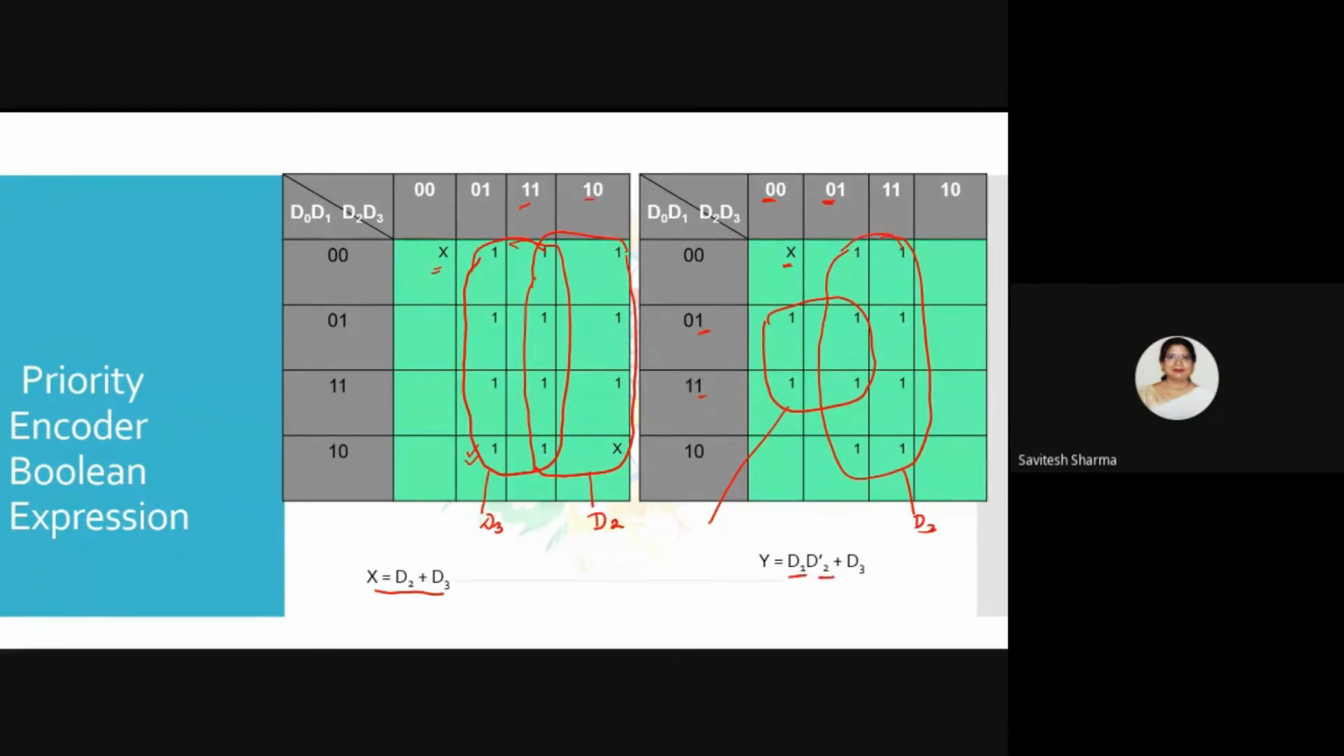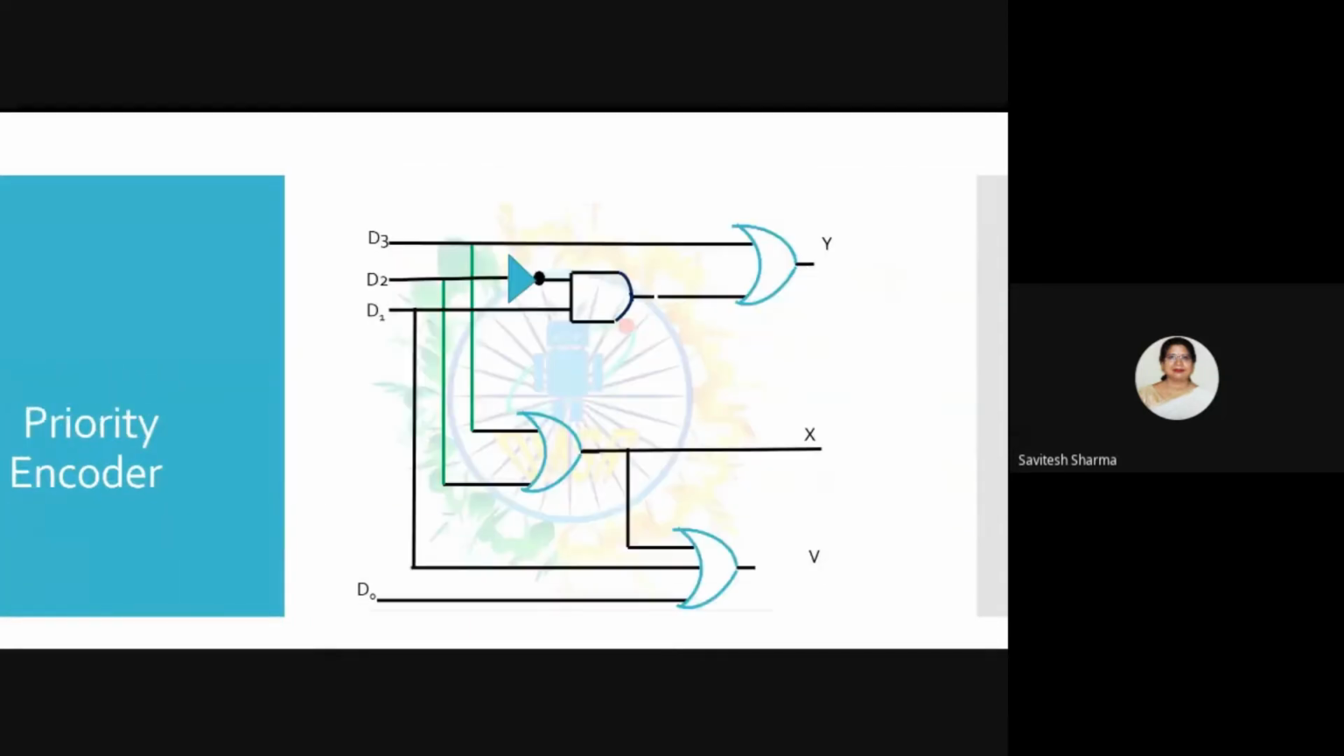Any doubt in the expression generation? How I am writing the expression? You see, I am generating the Boolean function, and now I will draw the logic circuit. Based on the expression, I will draw the logic circuit.